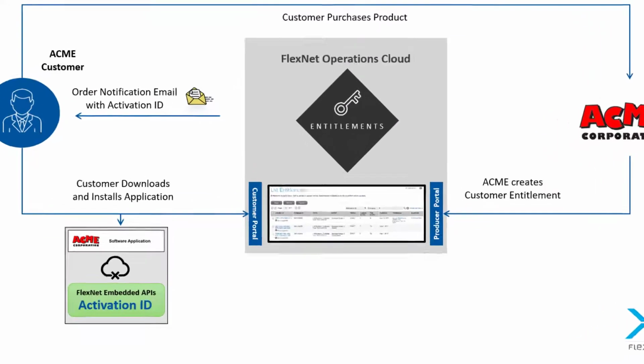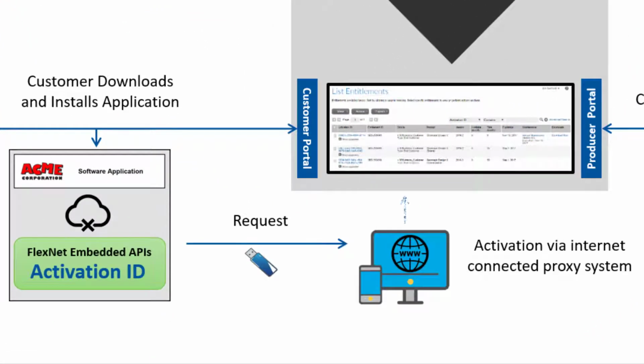If the target device is offline, a license request file containing the activation ID and system information can be generated from the device and uploaded to the FlexNet Operations customer portal by the customer on a system which has internet access. A license response can then be downloaded from the portal and loaded onto the offline device.